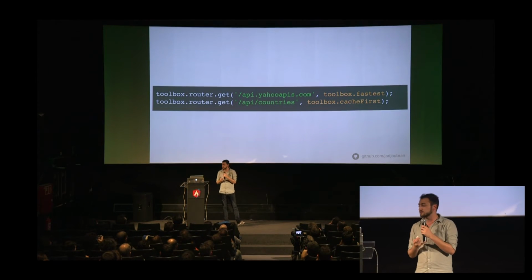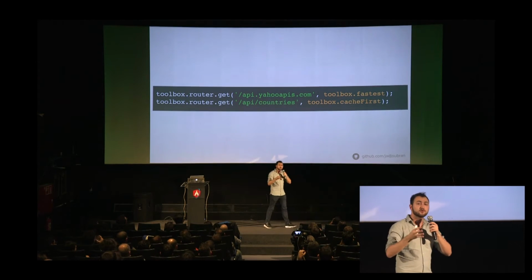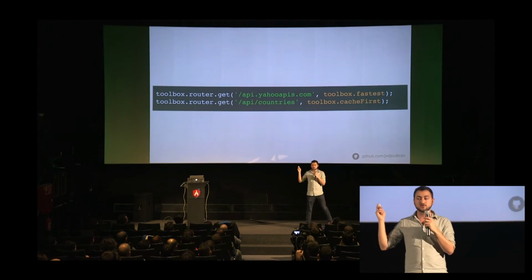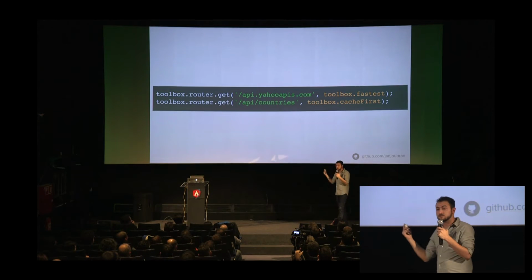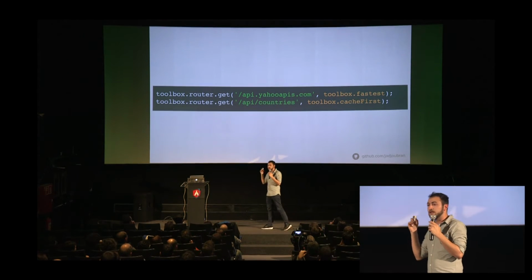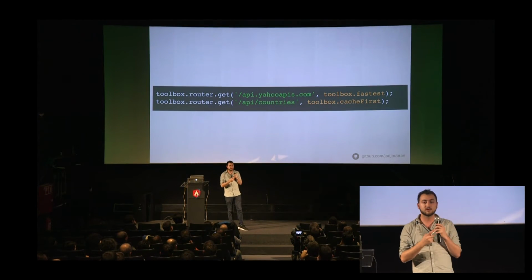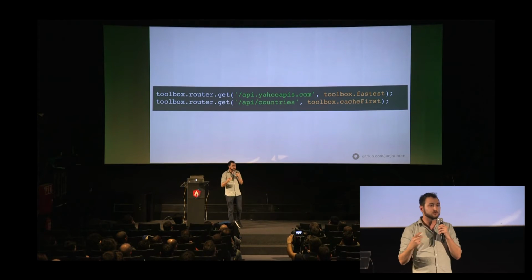So, okay, I was saying, this is how you can specify, for this route, or for this regular expression, I want to use this strategy. So toolbox.fastest, whereas for the data that I'm getting from the API, if I know I'm going to get a static list of countries from the API, I will use cache first. So that's how you can do it.